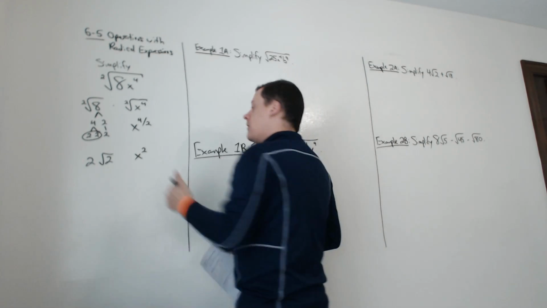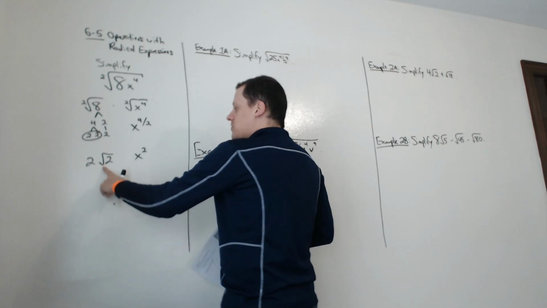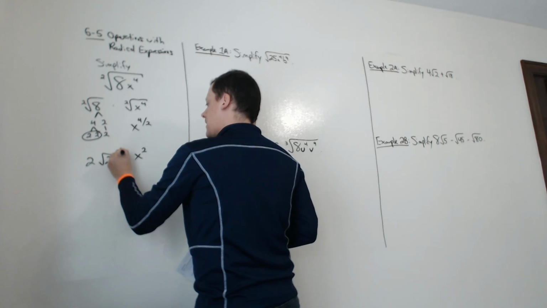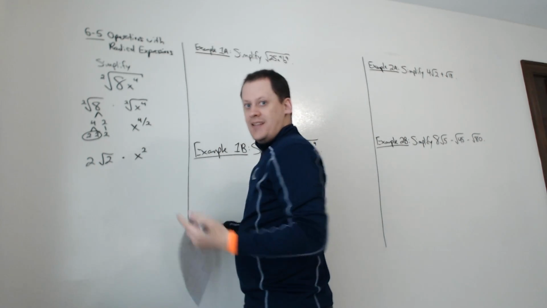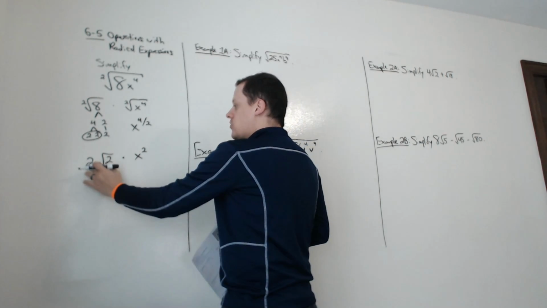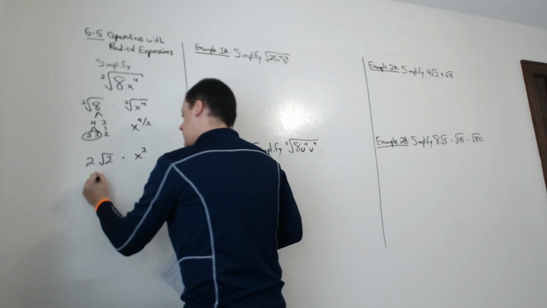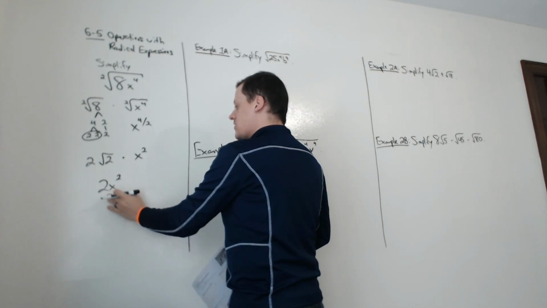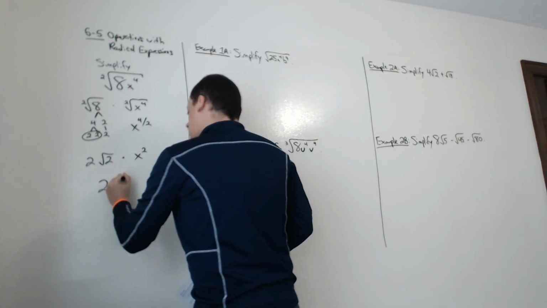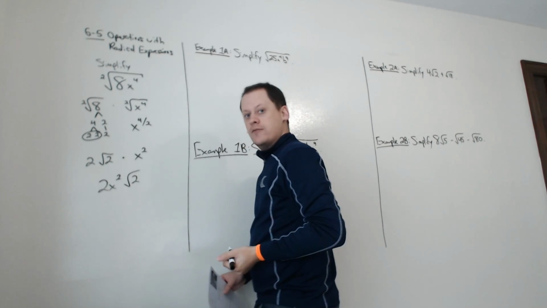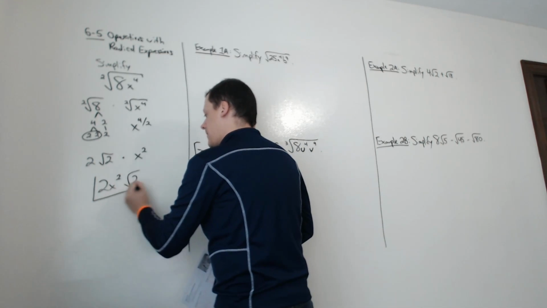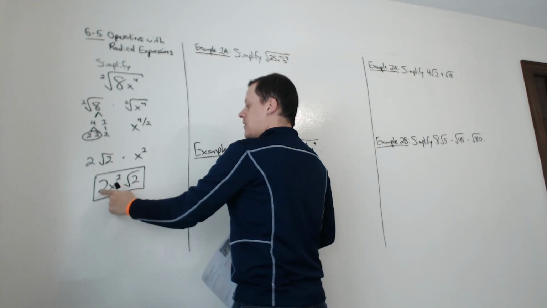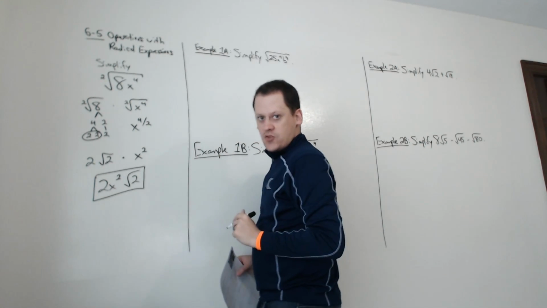That might help. So we've got 2 times the square root of 2, and here we've got x squared. We're just multiplying these together. So we take everything that's outside a root, 2, and then x squared. And since we're just multiplying, we can just squish those together. And then we've got everything under a root, square root of 2. So the square root of 8x to the fourth is 2x squared times the square root of 2.